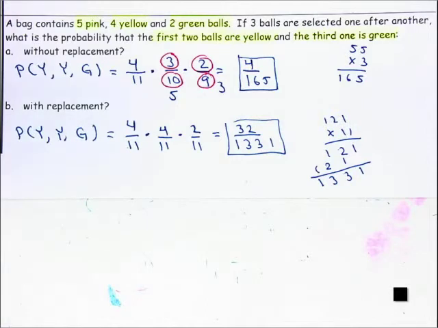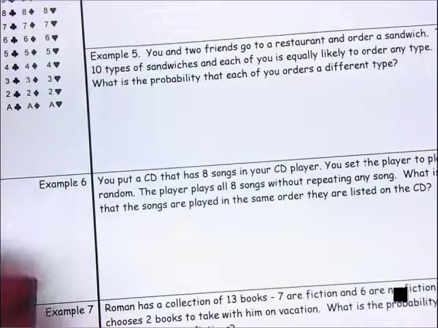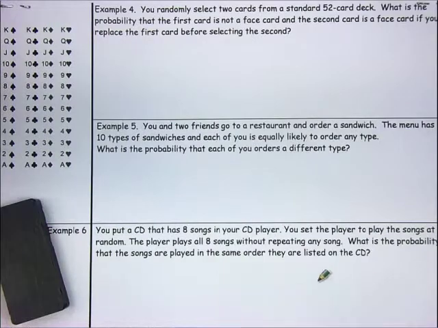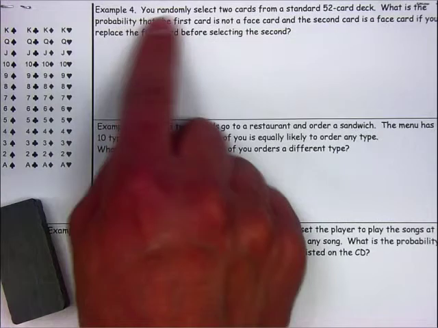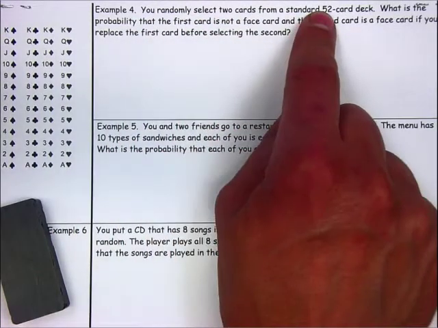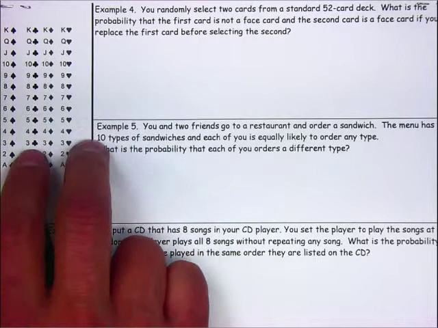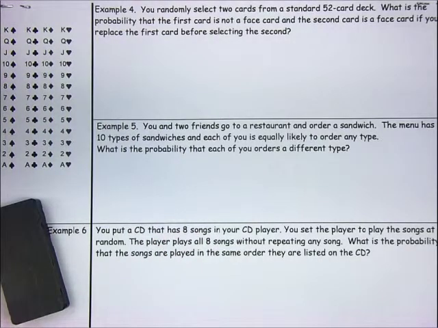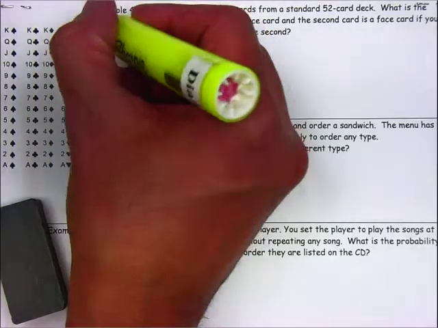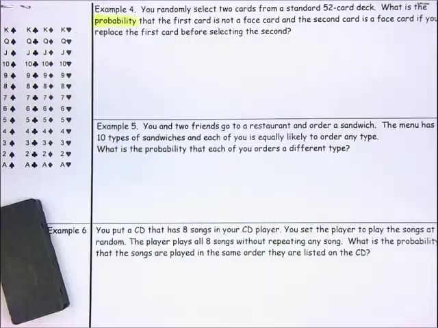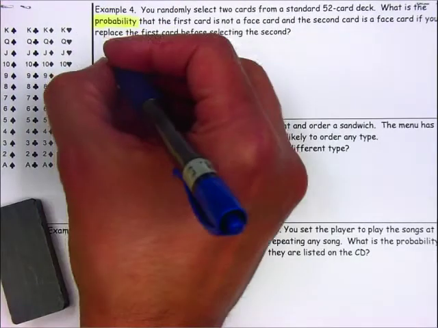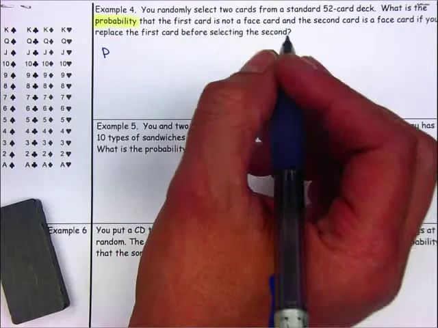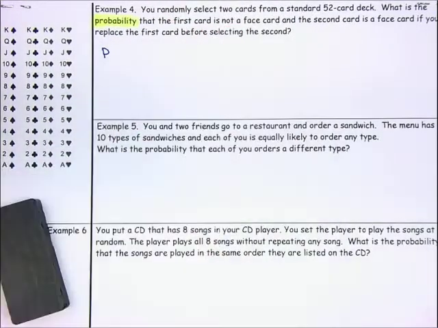Now, let's continue to the back side. In example number 4, you randomly select 2 cards from a standard deck of 52 cards. And the cards are once again right here. Now remember that we labeled it on the last set of homeworks. What is the probability? We know that our answer should be a fraction. So let's see. We are looking for the probability that the first card is not a face card.